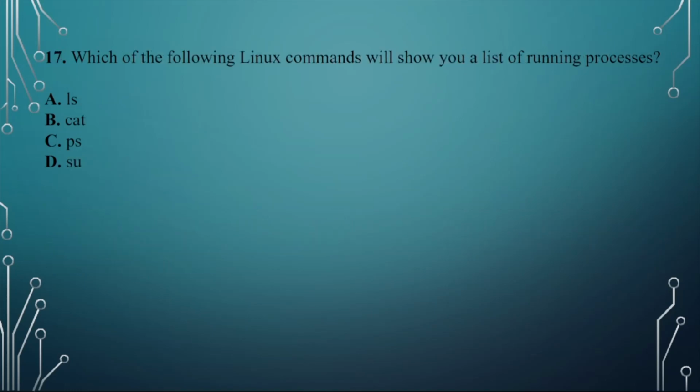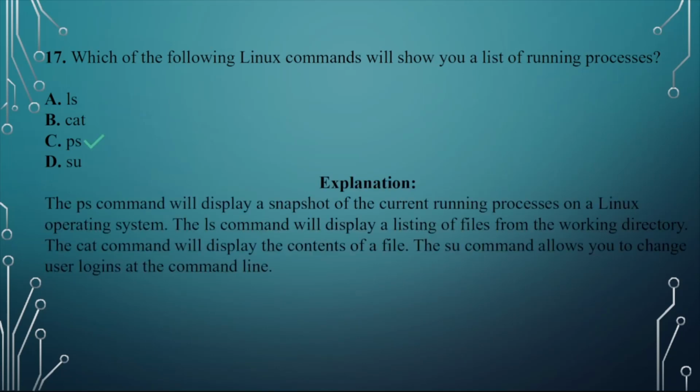Question number 17. Which of the following Linux commands will show you a list of running processes? A. ls. B. cat. C. ps. D. su. So which of the following Linux commands will show you a list of running processes? That would be ps. So C.